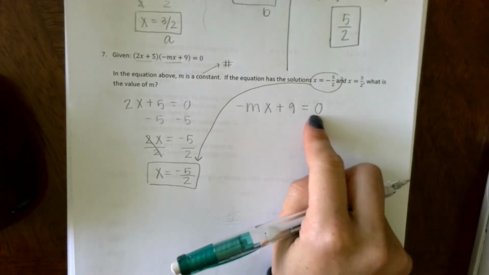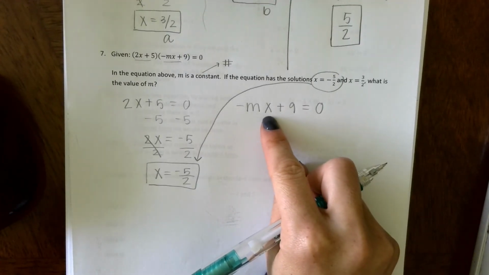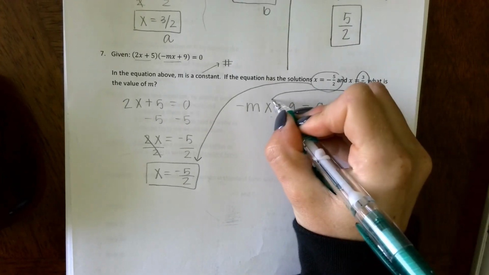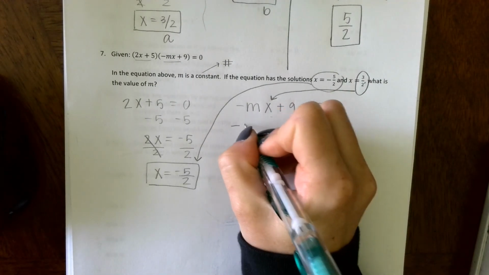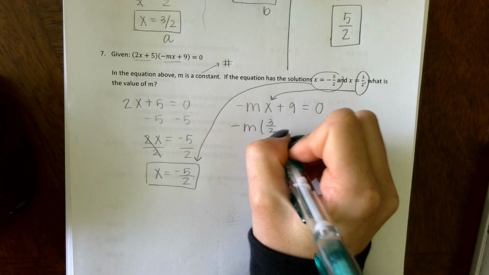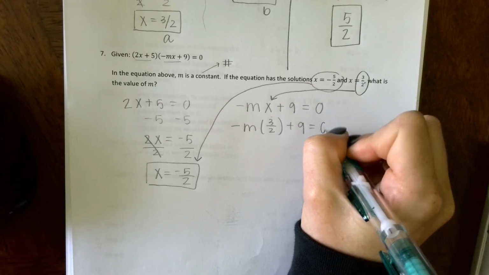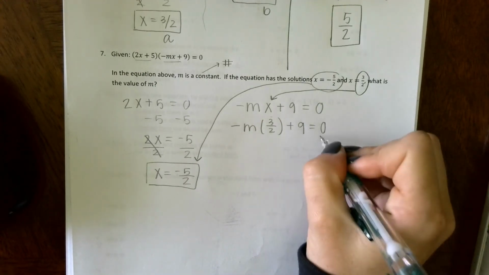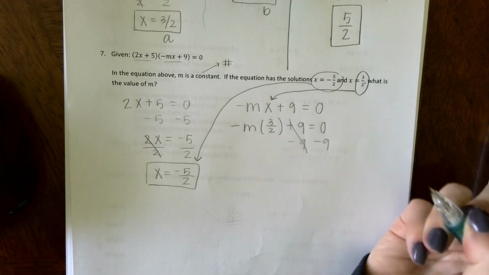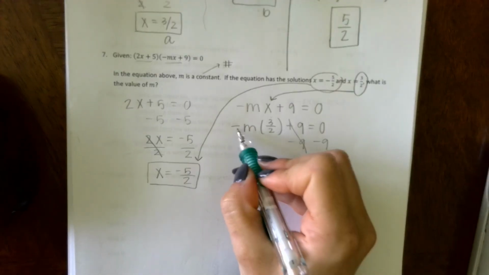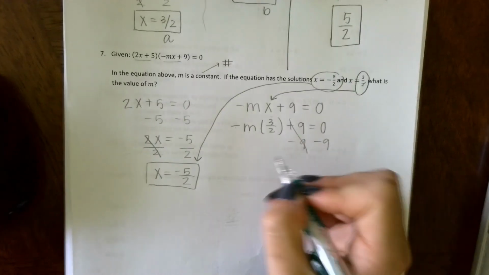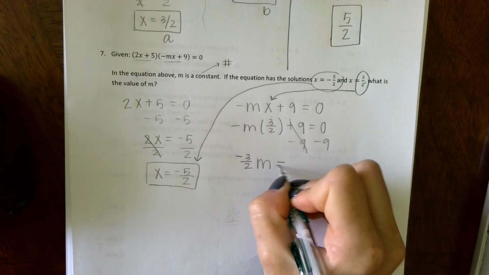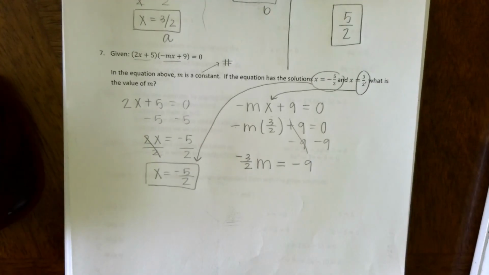Now this equation is a little bit trickier because there's two variables happening. There's an m and there's an x. But what's nice is they told me what x is. They said that x is 3 over 2. So let's go ahead and plug that 3 over 2 into x. And now my job is to get this m by itself. We're going to start with subtracting this 9. I'm going to rewrite this since this is negative m and 3 halves are all being multiplied together, and I'm going to write it as negative 3 halves times m. Now it should be equal to negative 9.